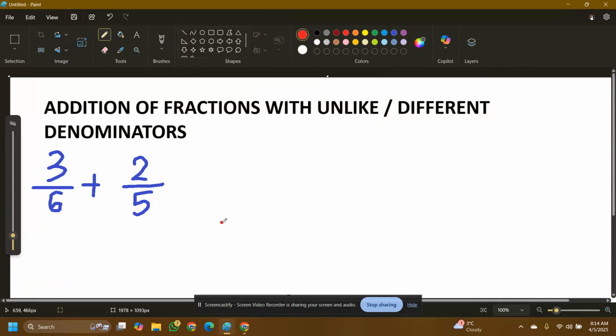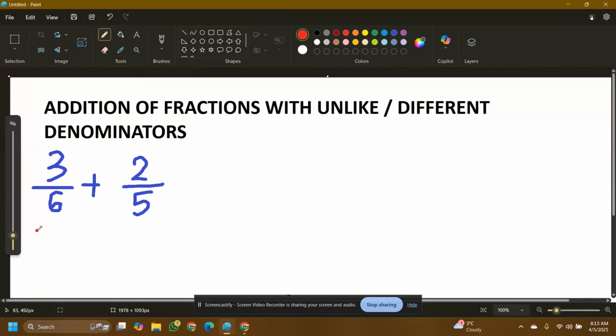The previous questions were really easy because we had the same denominators and we just drew the line and wrote down the denominator over there. So it was very easy to do. But in this case, we have different denominators. So the main thing that should come to our mind is how to make the denominators equal. We cannot change the 6 to a 5 all of a sudden or change the 5 to a 6. We cannot do that.